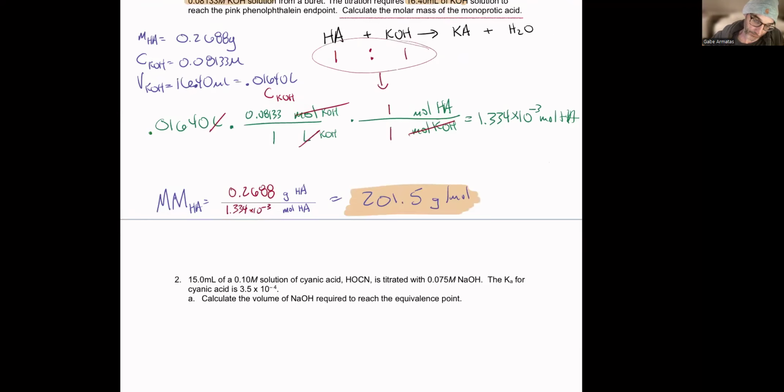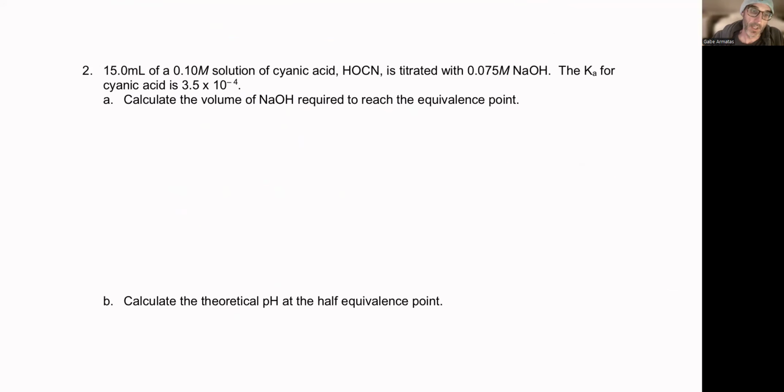Okay, moving on. So for the next one, it's a little more complicated, especially if you haven't talked about buffers yet, and I'm going to assume you haven't talked about buffers yet. So we're not going to be able to use any buffer terminology for this, but that's totally fine. So here we go.